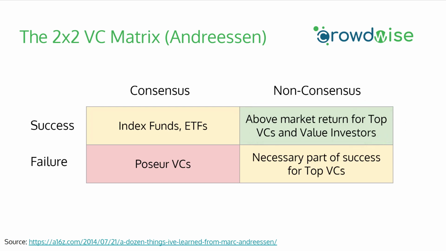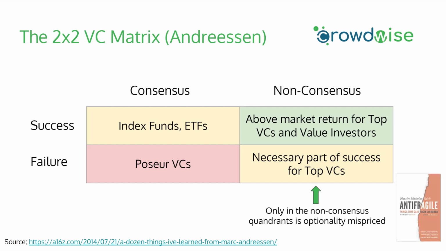Now, the reason why you want to be in this non-consensus quadrant is because it's only in this non-consensus quadrant where optionality is mispriced. We're not going to be talking about what optionality is or making you an expert here, but for a great book on the topic, check out a copy of Nassim Taleb's book, Antifragile.